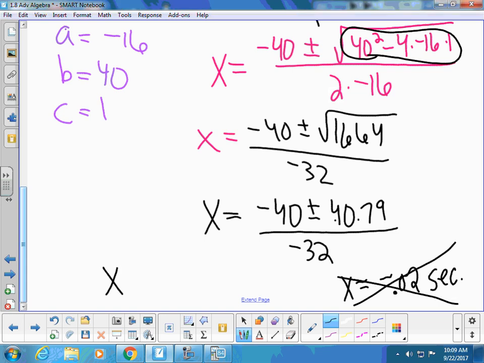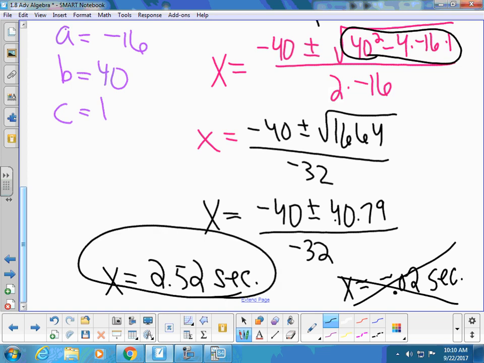That answer doesn't make sense. The next answer will. Negative 40 minus 40.79. Click enter. Divide by negative 32. This answer is the answer we want. 2.52 seconds. That's how long the object's in the air. It wouldn't make sense to have two answers. Okay, you have to click enter before you divide. So negative 40 minus 40.79. Click enter. Then divide by negative 32.